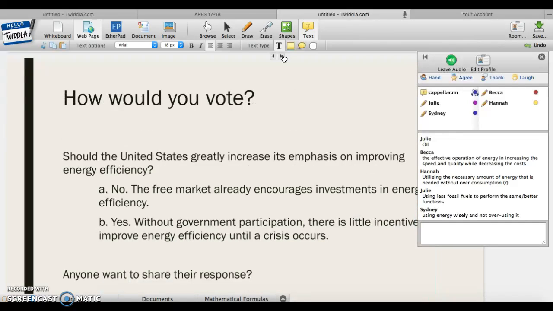All right, another little question for you. So how would you vote on this question? Should the United States greatly increase its emphasis on improving energy efficiency? And you've got two options with a little description. Key in where you stand.